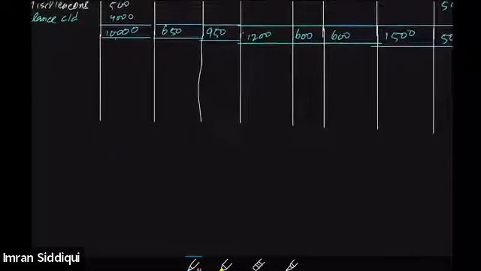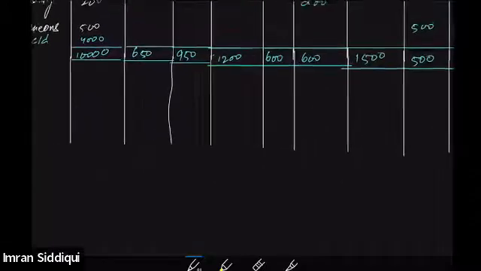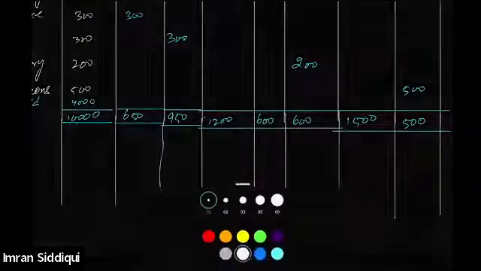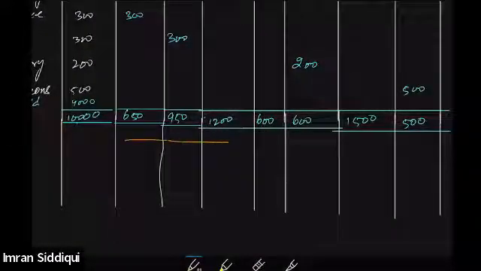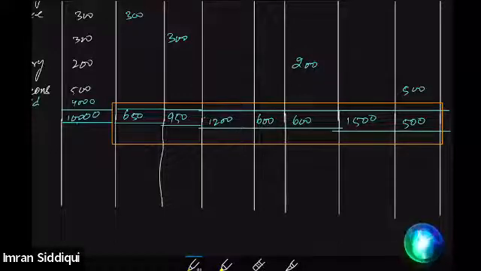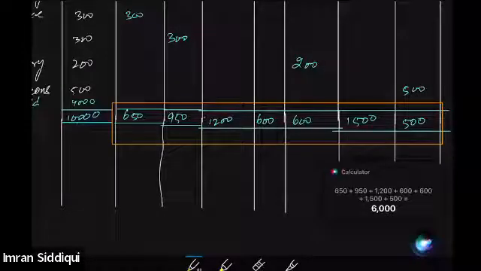Okay. All right. So since we have recorded all the transactions, we found the total of each and every column. One thing you will notice is that when you total these columns, 650, 950 plus 1200 plus 600 plus 600 plus 1500 plus 500, they should be equal to 6000. So make sure the sum total of this should be equal to 6000. 650 plus 950 plus 1200 plus 600 plus 600 plus 1500 plus 500. 6000. It should be 6000.